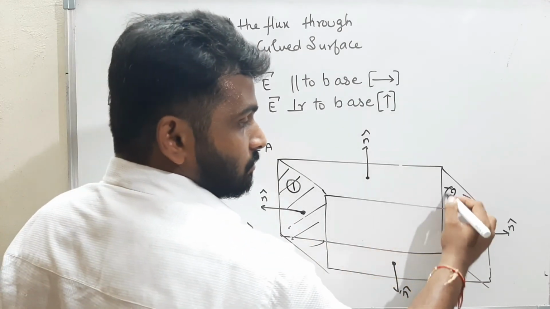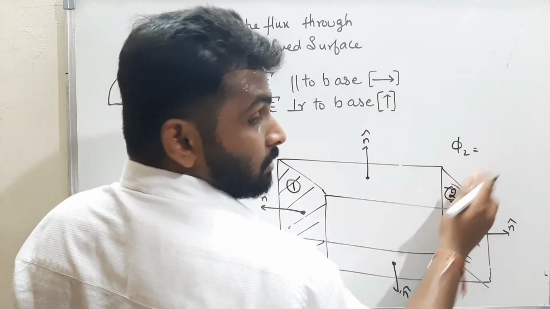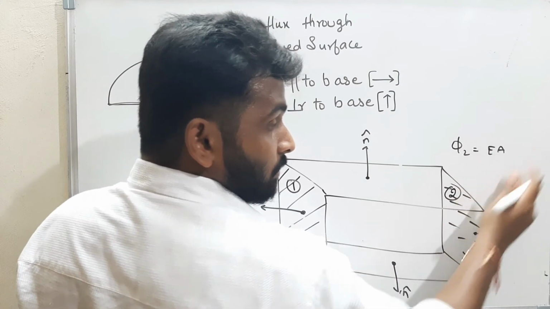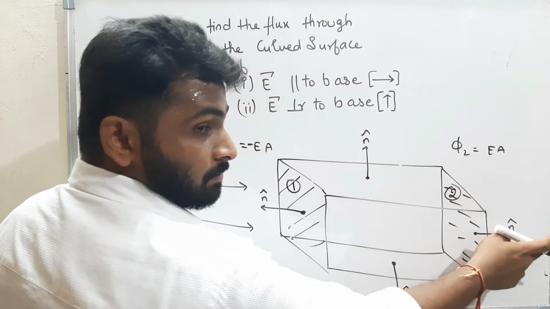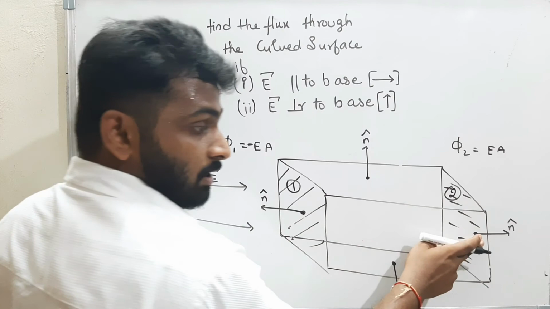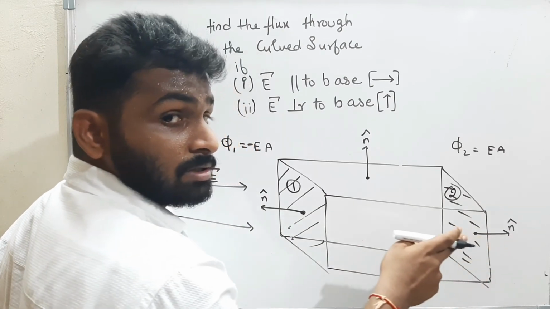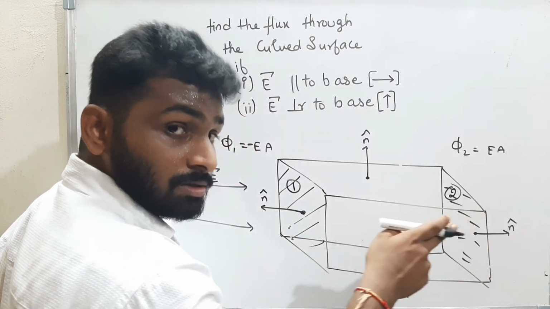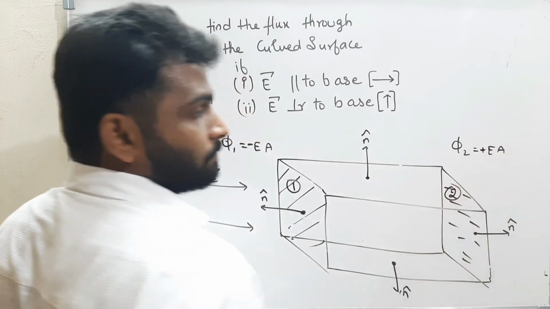Now assume it is surface 2. What is the flux 2? E into A, and the electric field direction and the area vector direction are both the same, therefore cos 0. The angle is 0, cos 0 is 1, therefore it is plus EA.